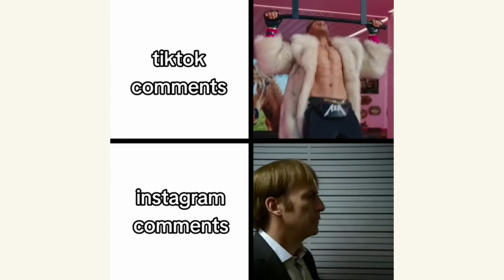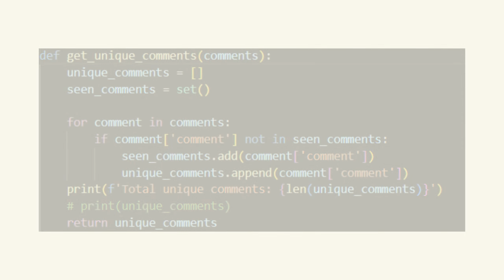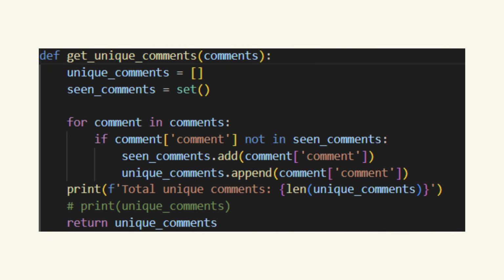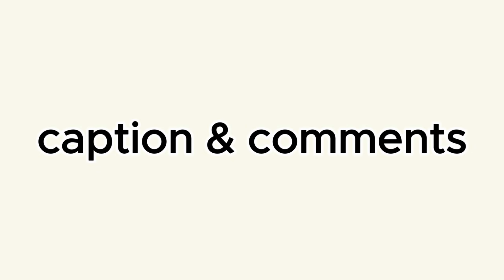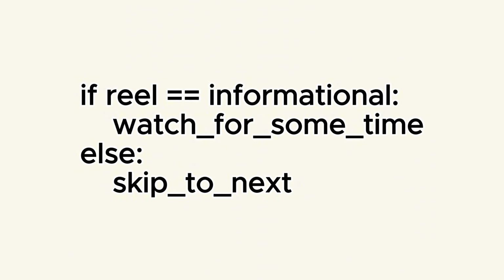Also, I can't just extract all the comments, so I just went ahead with the top 10 comments from the reel. It will pick the caption of the reel and the top 10 comments of the reel and give them to the AI for classification. Now that we have the caption and the comments, we can just ask the AI to classify whether the reel is informational or just a meme. And based on the output from the AI or the LLM, we can decide if we want to either continue watching the reel or just skip ahead.